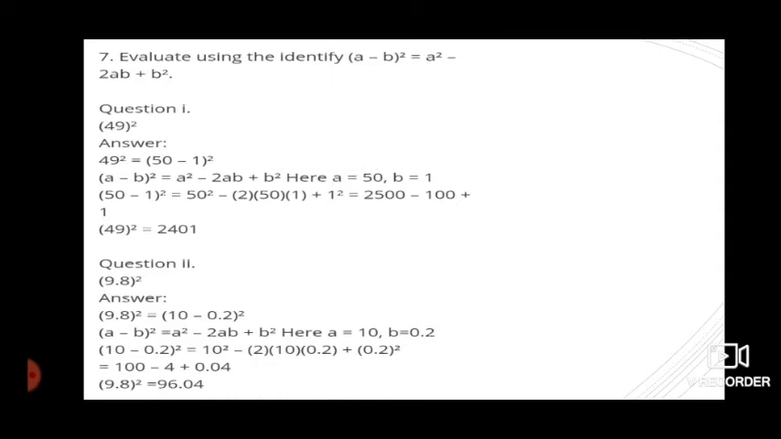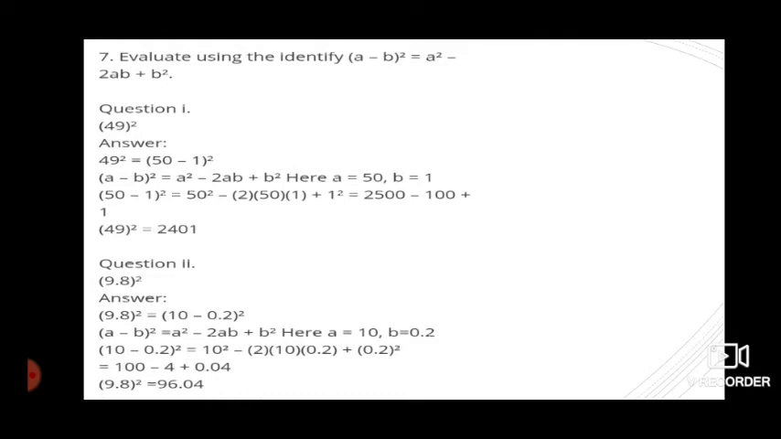Next, evaluate using the identity (a minus b) whole square is equal to a square minus 2ab plus b square. Here also same identity, children, but for the numerical calculation. First one, 49 whole square. So 49 whole square we can write like (50 minus 1) square. Here 49 we can write in different ways, but we have to select the way where we will get easy calculations. So 50 minus 1. Here if we take 50 square also, 1 square also we can take in an easy way, children. So (50 minus 1) whole square. Now it is looking like (a minus b) whole square.